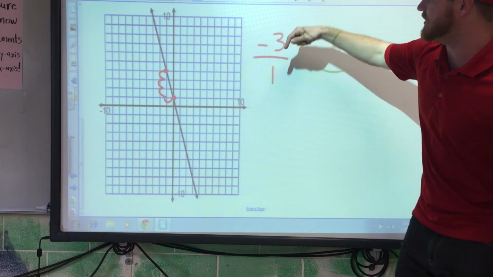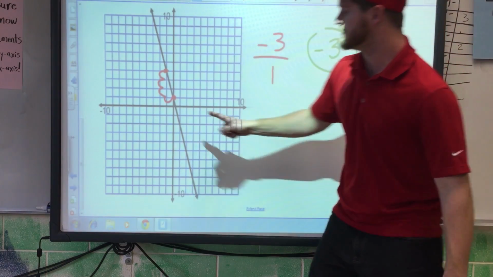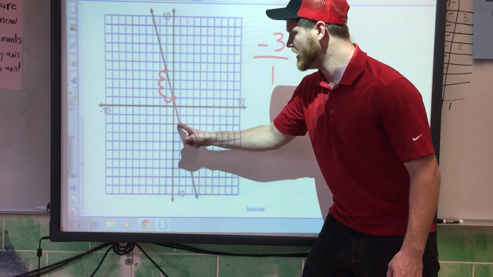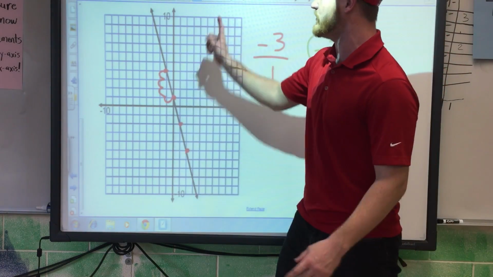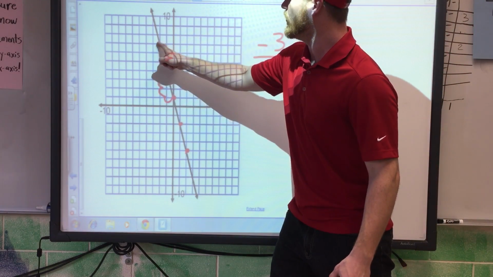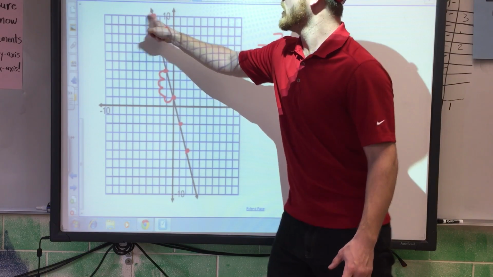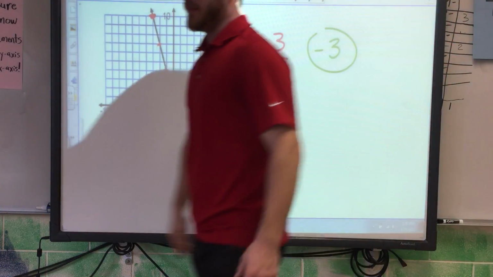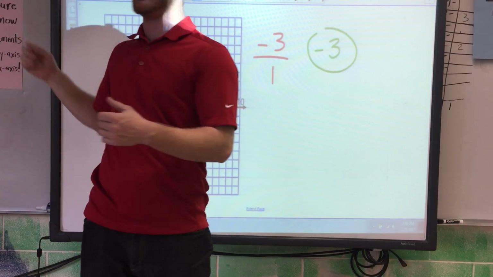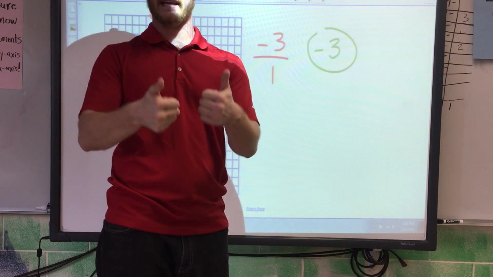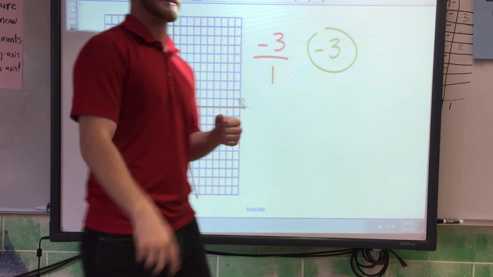That means every time I go down 3 over 1, there should be a point. Let's check it. Down 3 over 1, there's a point. Down 3 over 1, there's a point. Or we go in the other direction, we go up 3, left 1. So in this lesson, just make sure you are looking at the values of the increments of both the y-axis and the x-axis before you calculate your rise over run.